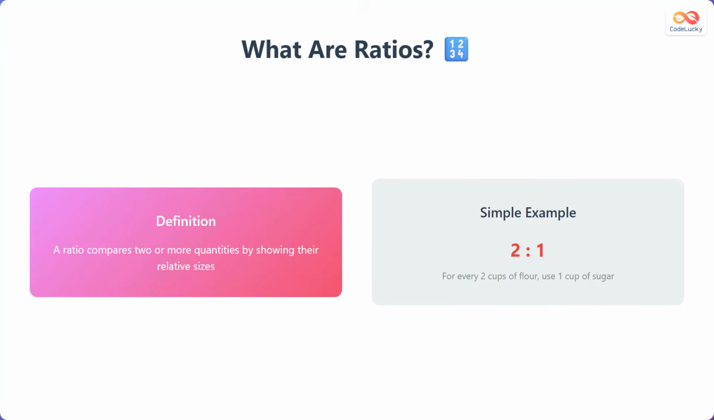So, what exactly are ratios? A ratio is a way to compare two or more quantities. It shows the relative sizes of these quantities. For example, a simple ratio is 2 to 1. This could mean that for every 2 cups of flour, we use 1 cup of sugar. Ratios help us understand how much of one thing we need compared to another.